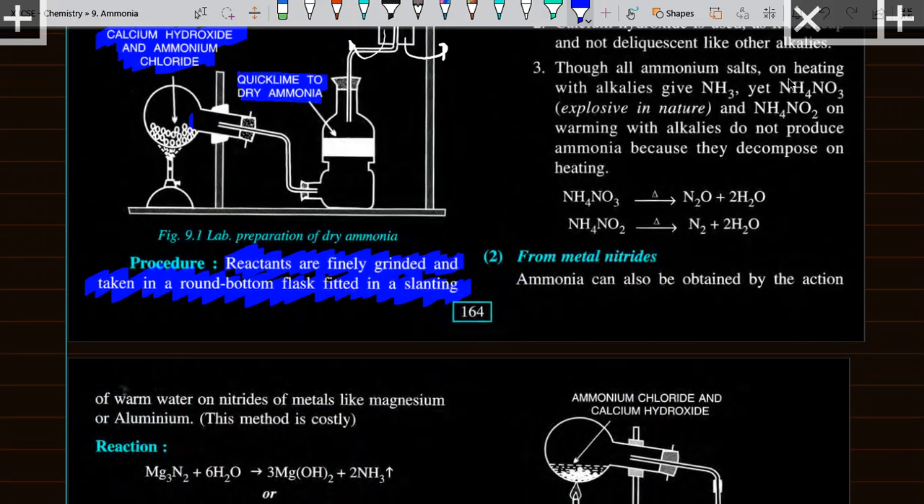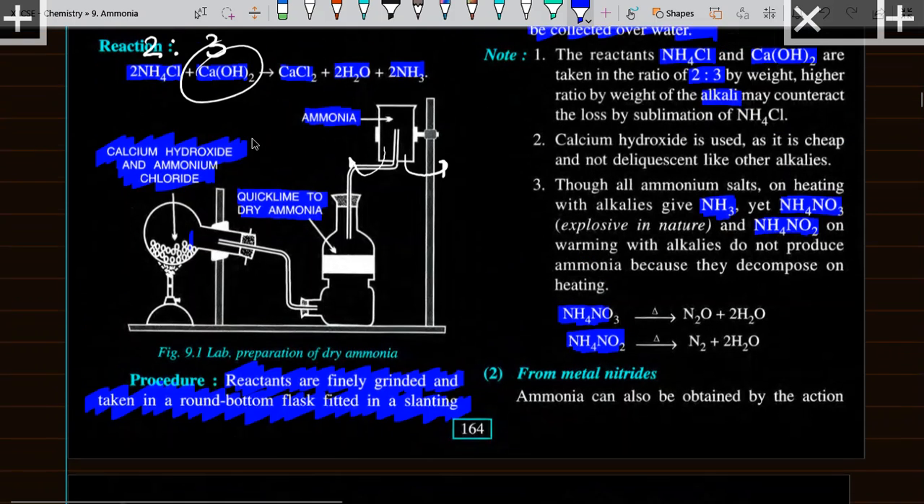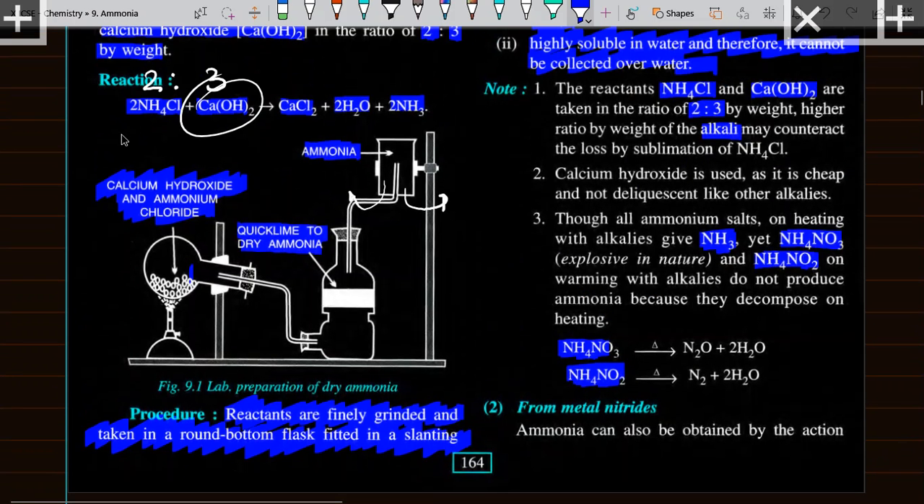Though all ammonium salts on heating with alkalis give ammonia, yet ammonium nitrate, explosive in nature, and ammonium nitrite, NH4NO2, on warming with alkalis do not produce ammonia because they decompose on heating. So ammonium nitrate is explosive and ammonium nitrite does not give ammonia. So generally we don't use other salts to give ammonia. We only use ammonium chloride, not nitrates and nitrites.